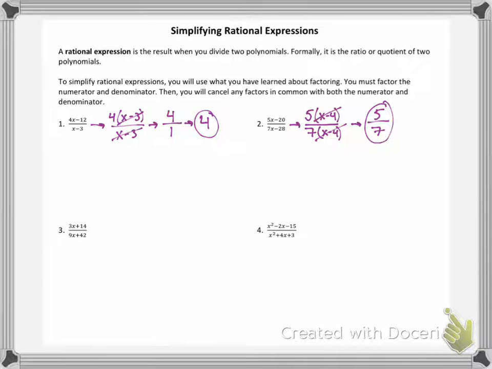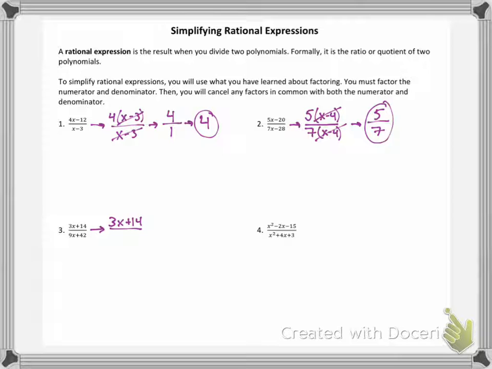Number 3, very similar type of problem here. I have 3x plus 14 over 9x plus 42. Let's look at the top. Check for a GCF in the top. Well, nothing divides out in the top because they're not divisible by 3. 14 cannot be divided by 3 without it being a fraction. They both don't have variables, so there is no GCF. I don't see anything that's being squared. There's no difference of squares here because neither term is square rootable. So I'm going to go ahead and leave 3x plus 14 alone.